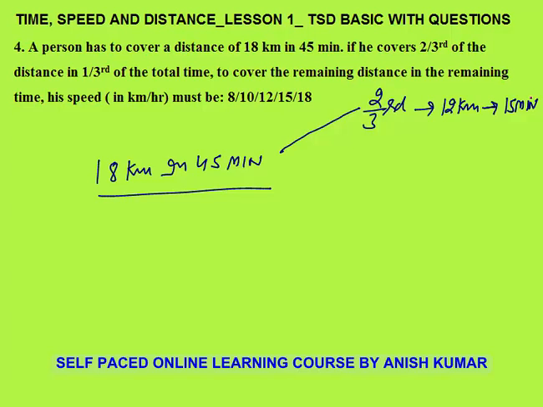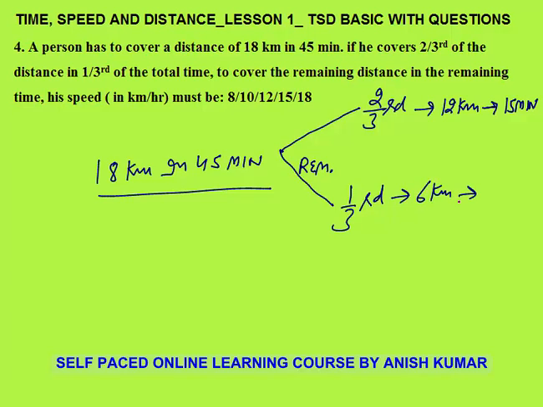Now question says that to cover the remaining distance, remaining would be 1/3 distance, 2/3 already covered, 1/3 distance would be remaining. This is the remaining distance. 1/3 would be how much? 6 km.